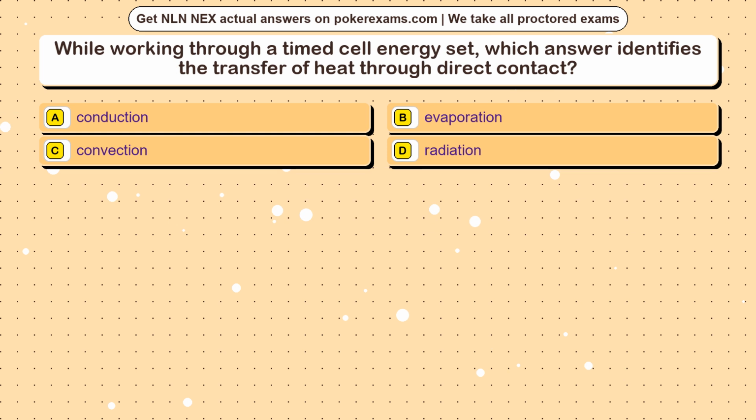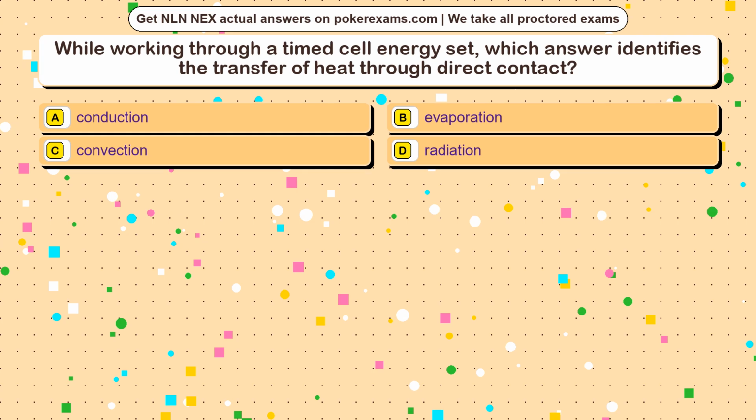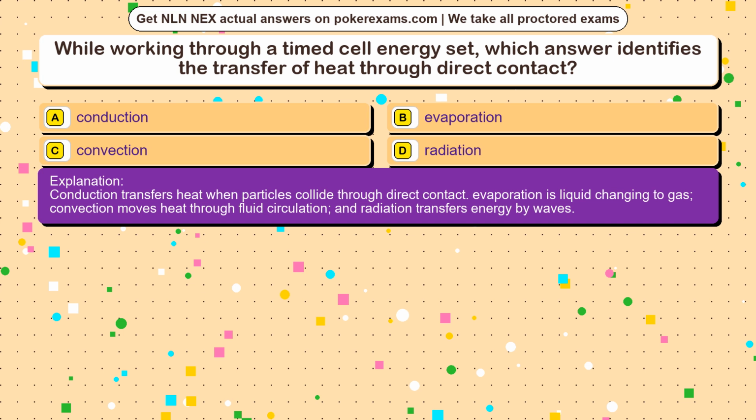Question 8. While working through a timed cell energy set, which answer identifies the transfer of heat through direct contact? Option A, conduction. Option B, evaporation. Option C, convection. Option D, radiation. The correct answer is option. Conduction transfers heat when particles collide through direct contact. Evaporation is liquid changing to gas, convection moves heat through fluid circulation, and radiation transfers energy by waves.